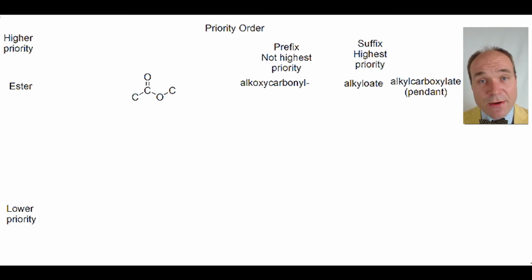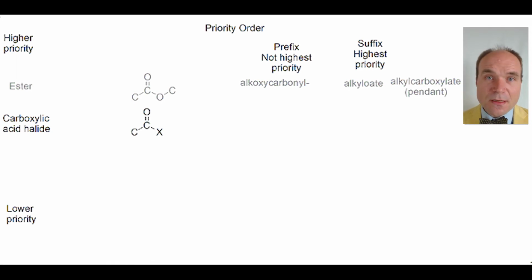Moving on from esters and going down our priority list still, we come to the carboxylic acid halide. That could be fluoride, chloride, bromide, iodide, etc. So, if our carboxylic acid halide is not the highest priority functional group in our molecule, we call it a halocarbonyl. So that could be a fluorocarbonyl, chlorocarbonyl, bromocarbonyl, iodocarbonyl, for example.